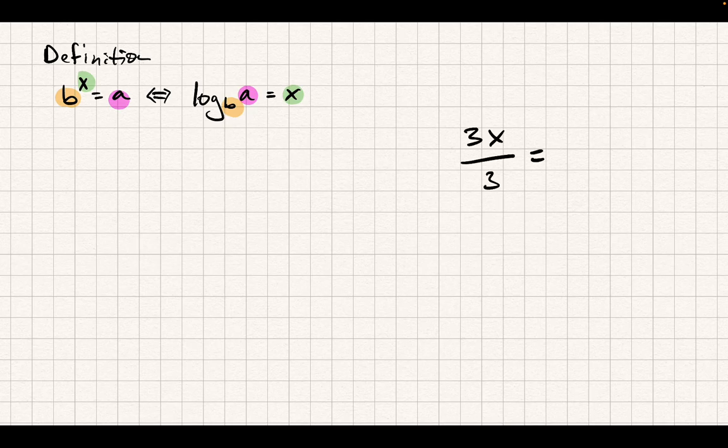What do I cancel? 3. What does it give me? x. Why? Because it's logarithm? It has nothing to do with logarithms. What is this operation? Division. Multiplication. 3x is not division.